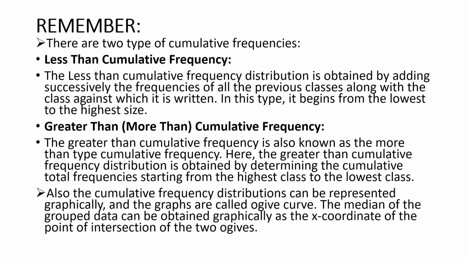Also, you have another type which is called greater than or more than cumulative frequency. The greater than cumulative frequency is also known as the more than type cumulative frequency. Here the greater than cumulative frequency distribution is obtained by determining the cumulative total frequencies starting from the highest to the lowest class. We will see with the help of an example. Also, the cumulative frequency distributions can be represented graphically and the graphs of them are known as ogive curves. The median of the grouped data can also be obtained graphically as the x coordinate of the point of intersection of the two ogive curves, the less than ogive curve and the greater than ogive curve.